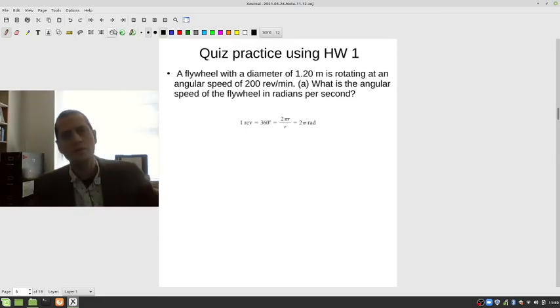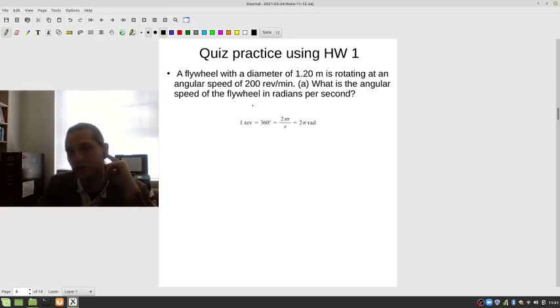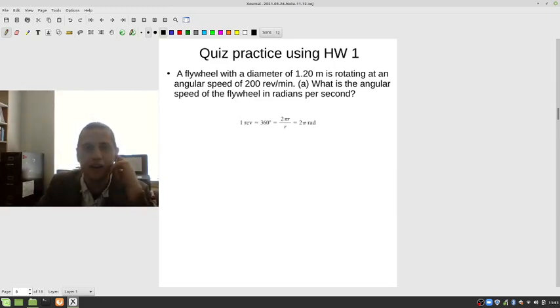Now, to practice for the quiz, I think that it's best for us just to do an example. And this is a literal homework problem that I gave you, so it's not wasting your time to go through this example. All right, it says a flywheel with a diameter of 1.20 meter is rotating at an angular speed of 200 revolutions per minute.